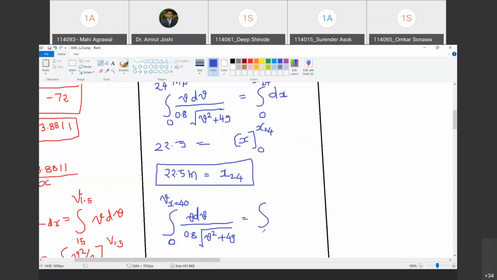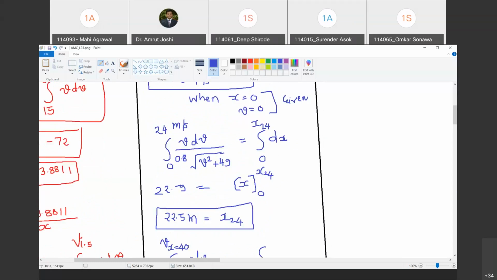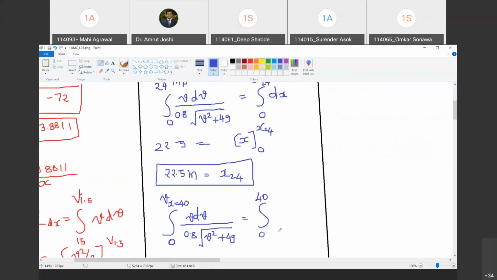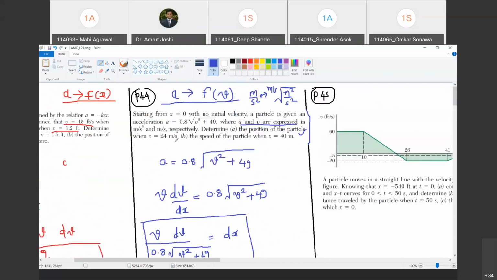What is the value of position? 0. And when the speed is at x equal to 40, what is the position? Position is 40. Do you agree with me? Yes, sir. And mind you, this is in meter. So imagine if in the problem this 24 was given in some other unit than meter per second, you have to first convert that into meter per second because you have to stick to these units. Remember that. Are you with me?